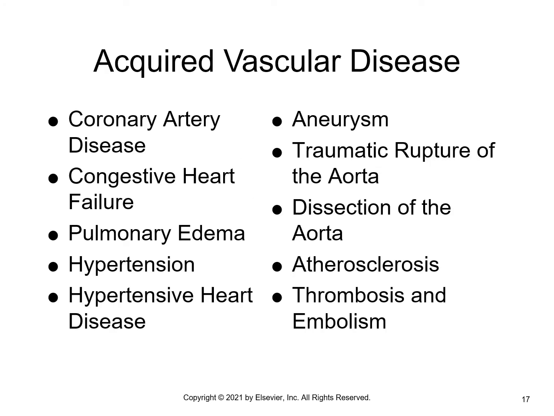Acquired vascular disease. So these are diseases that we aren't necessarily born with, but something happens at a point in our lives where we might demonstrate this type of disease. So we're going to talk about coronary artery disease, congestive heart failure, pulmonary edema, hypertension, hypertensive heart disease, aneurysms, traumatic rupture of the aorta, dissection of the aorta, atherosclerosis, thrombosis, and embolism.